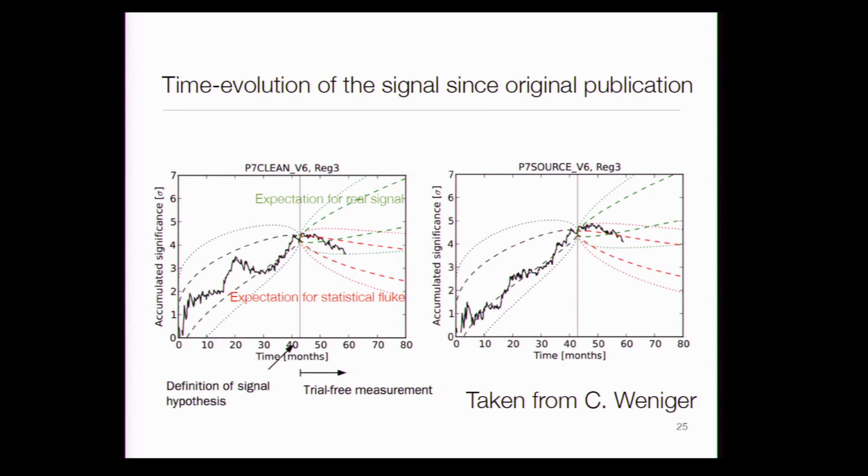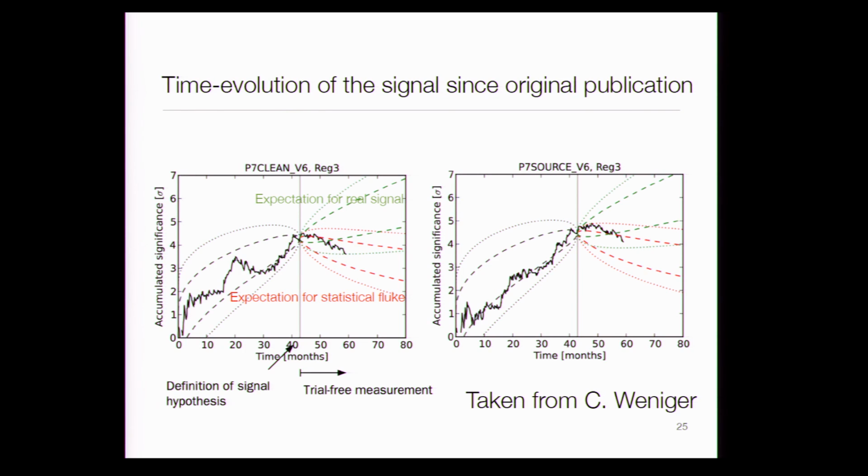In addition, if you plot the time evolution of the signal, so this is the accumulated significance as a function of time. This is the point where the data set at which the claim was made, and this here shows the time evolution of the signal. Actually, the signal seems to be going down as we take more and more data into account. And this is clearly not what you would expect the signal to be, which are these green lines, and is more in line with what you would expect the signal to do if it was a statistical fluke.